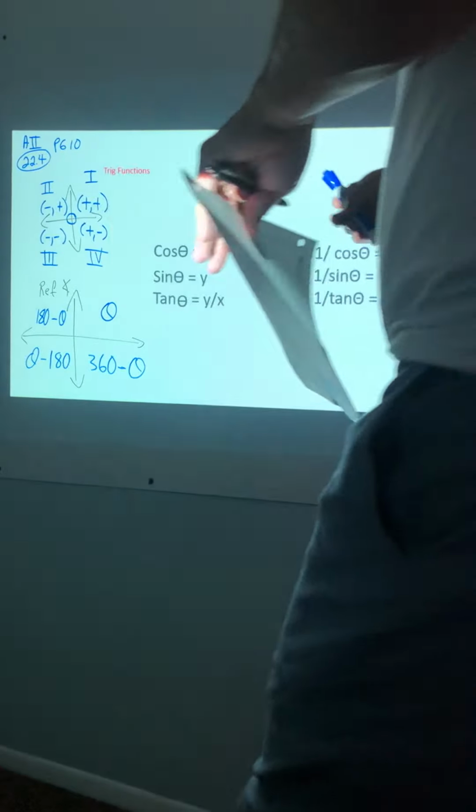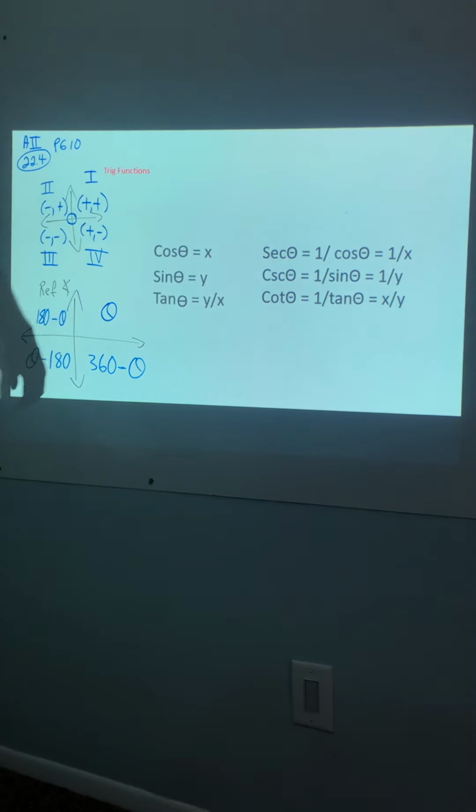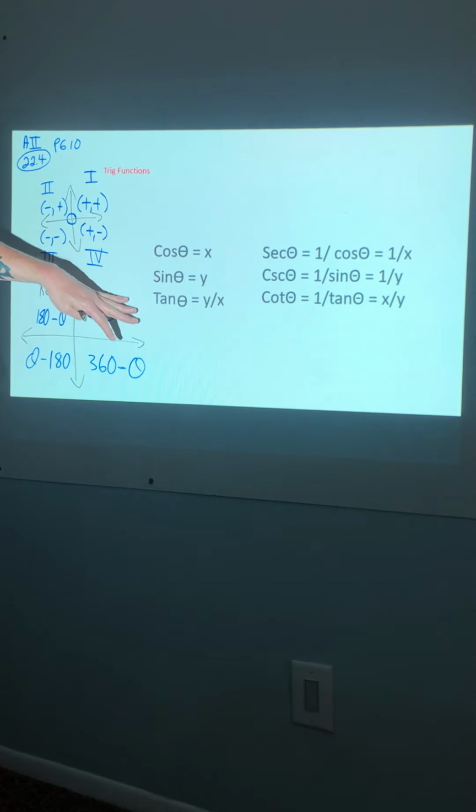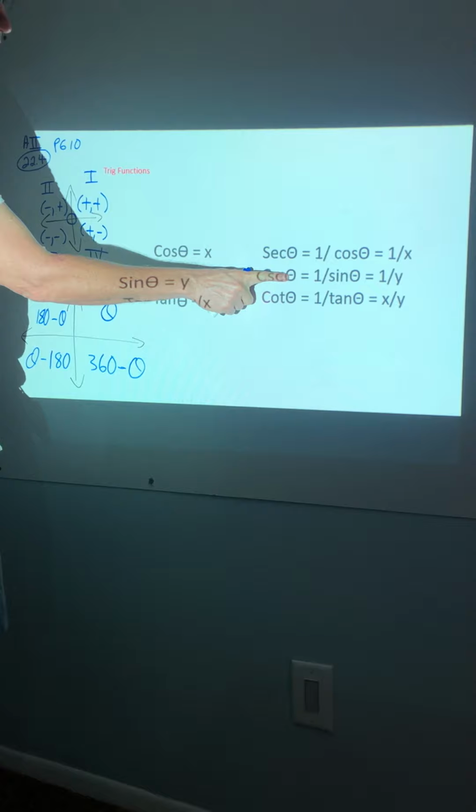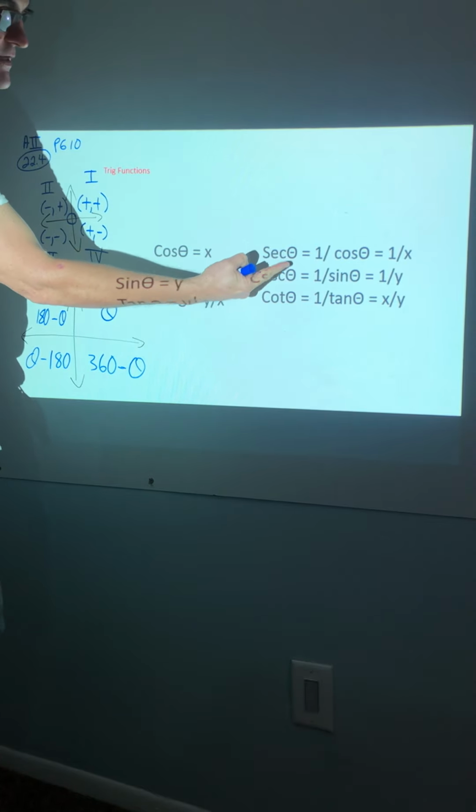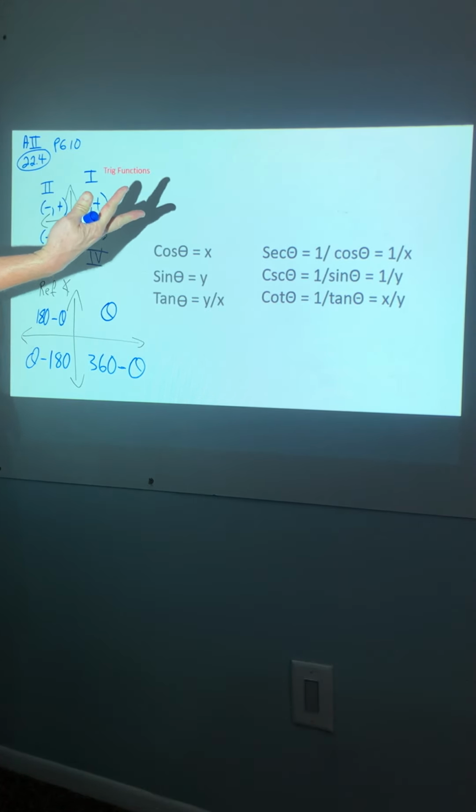So, review. Cosine of theta, we said was x. Sine of theta, we said was y. Tangent of theta is going to be the values y over x. In the previous video, we talked about cosine theta, sine, and tangent. I know this symbol looks a little different. I don't know if I picked a different font, but it's still theta, just a little lower.